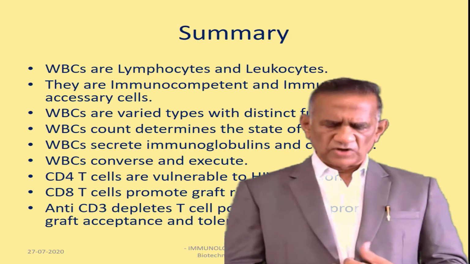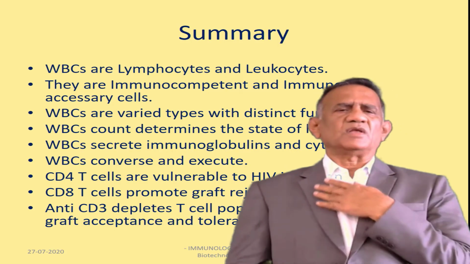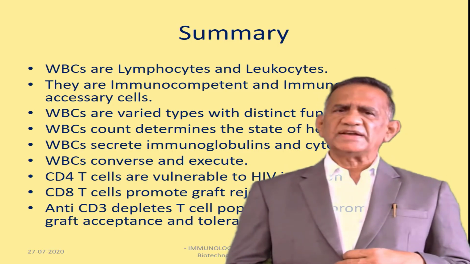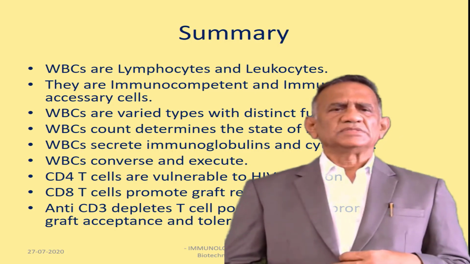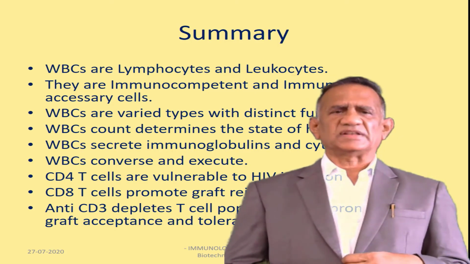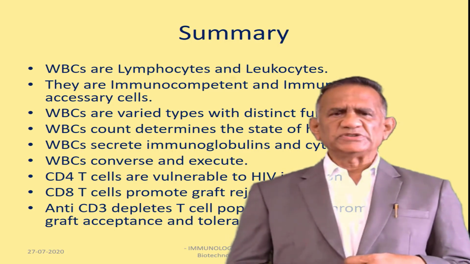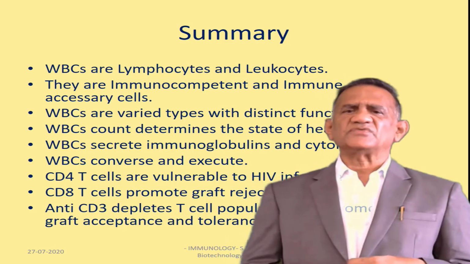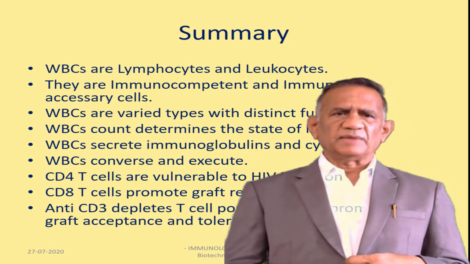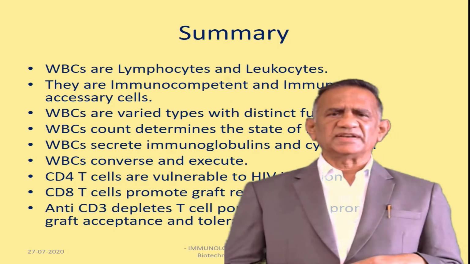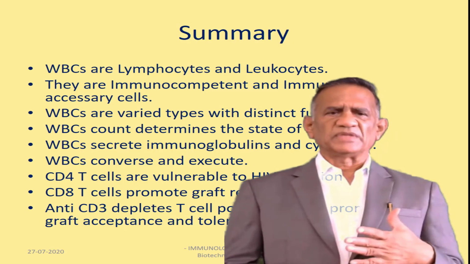So with this we are covering topic 2 under immunology and immunoinformatics. Let us see the summary of it. WBCs are lymphocytes and leukocytes. They are immune competent and immune accessory cells. WBCs have various types with distinct functions. WBC count determines the state of health. WBCs secrete immunoglobulins and cytokines. WBCs converse and execute. They are communicating with each other.